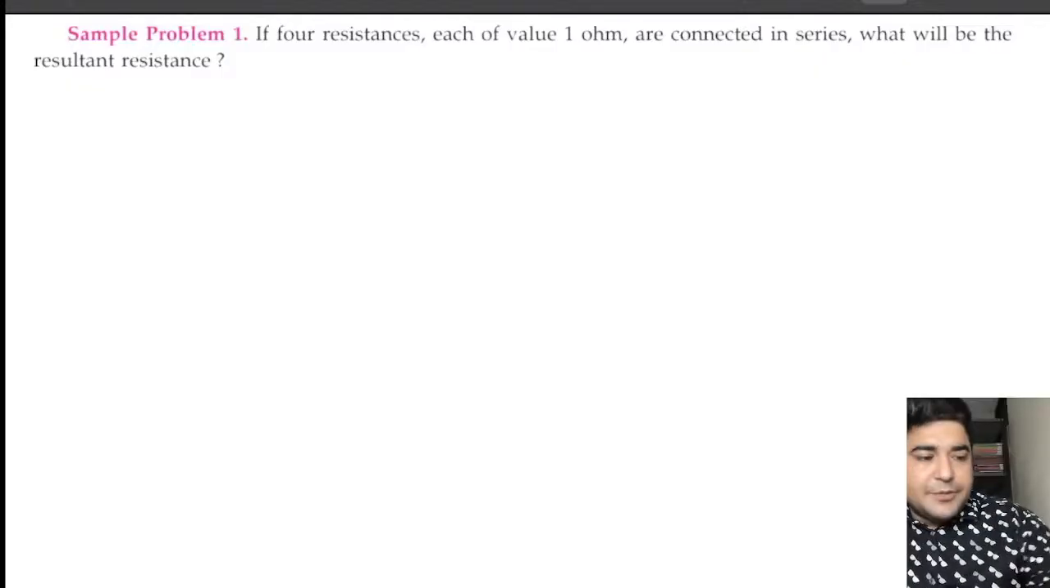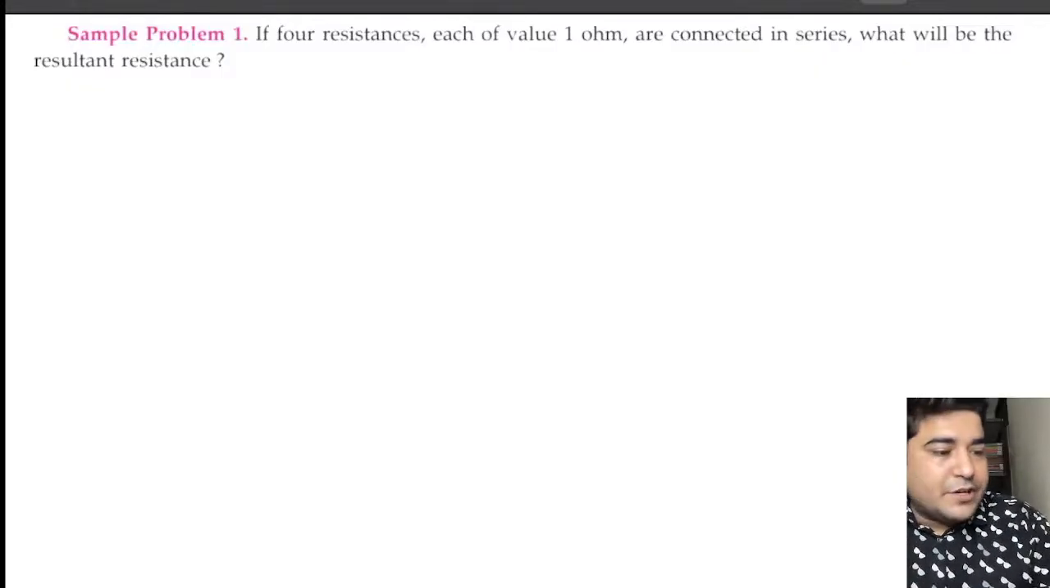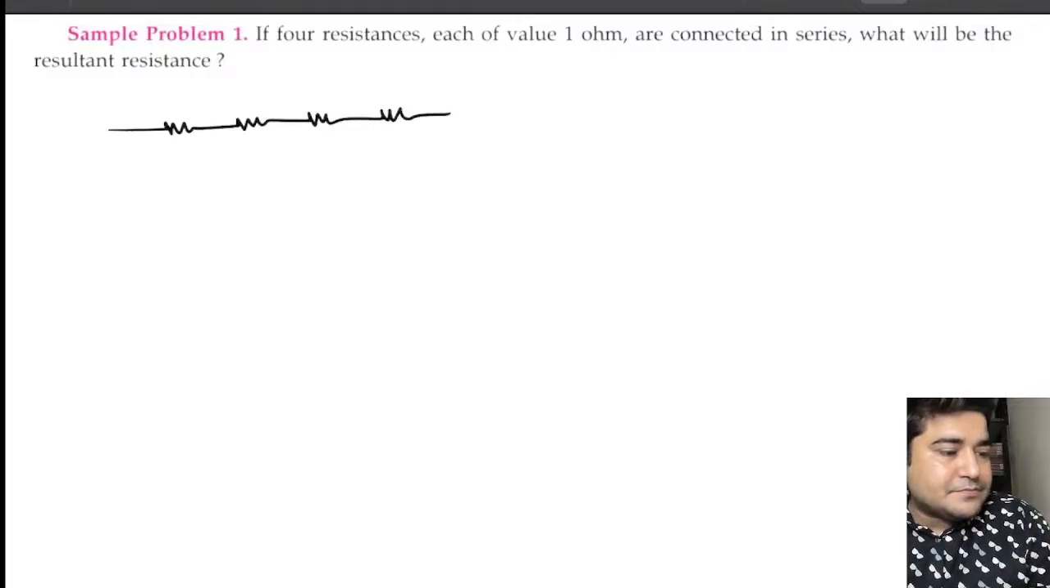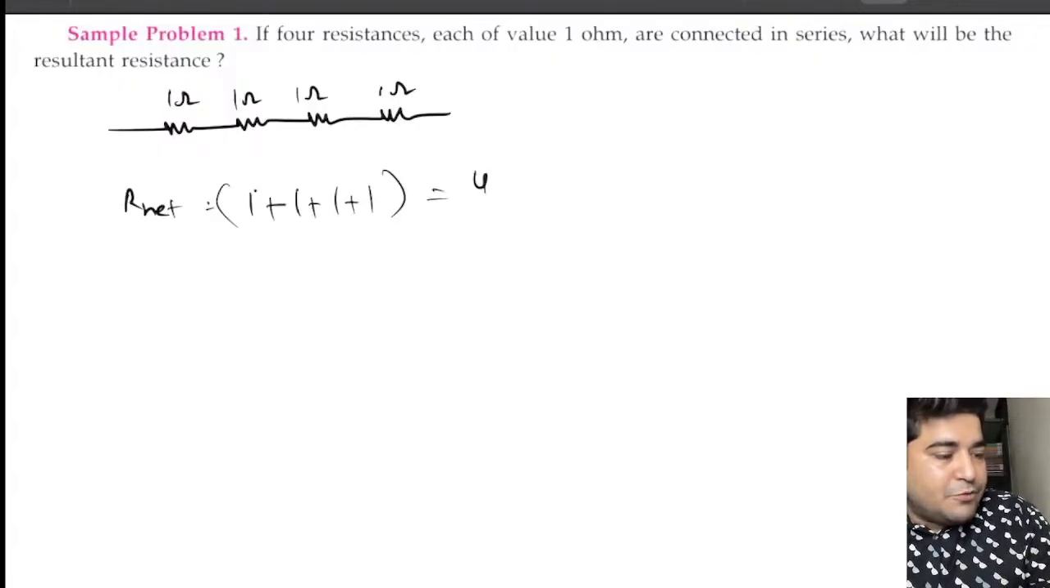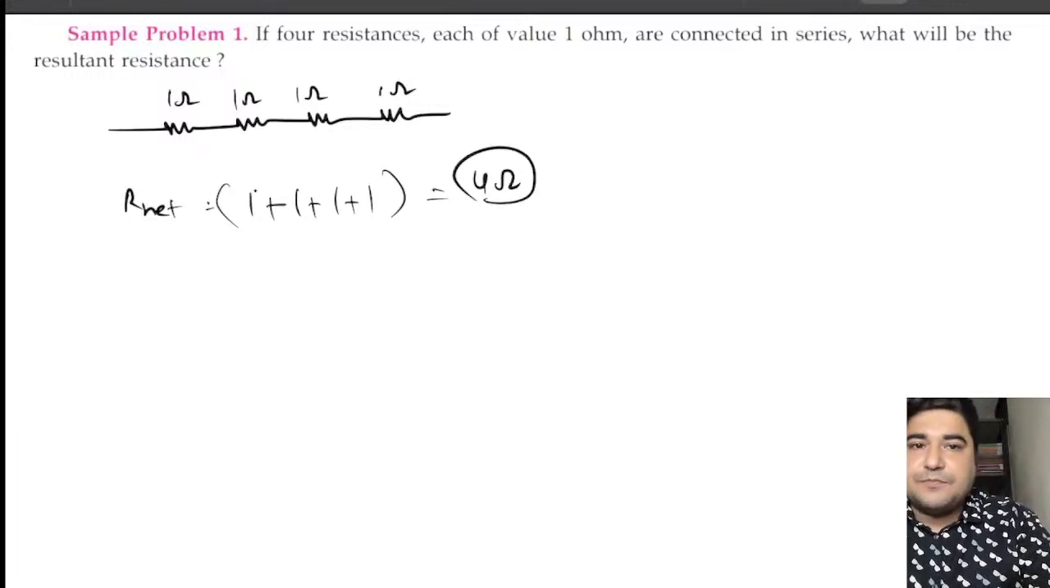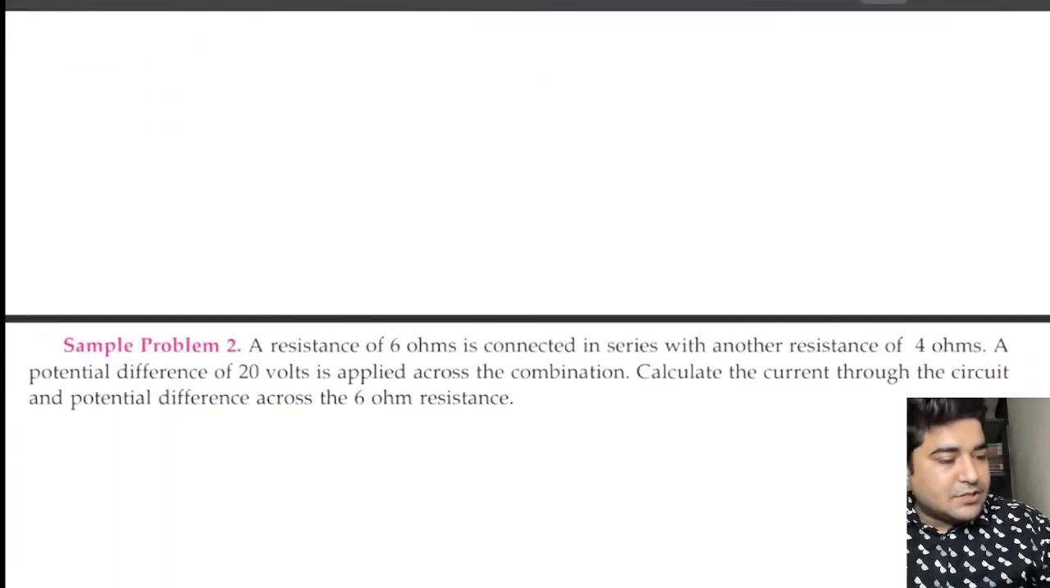Okay, so this was very simple. We already know that if four resistances are connected in series, so this will be the circuit, 1 ohm each. So net resistance would be R1 plus R2 plus R3 plus R4, that is 1 plus 1 plus 1 plus 1, and the answer would be 4 ohms. Very simple question. Moving on to the next question.